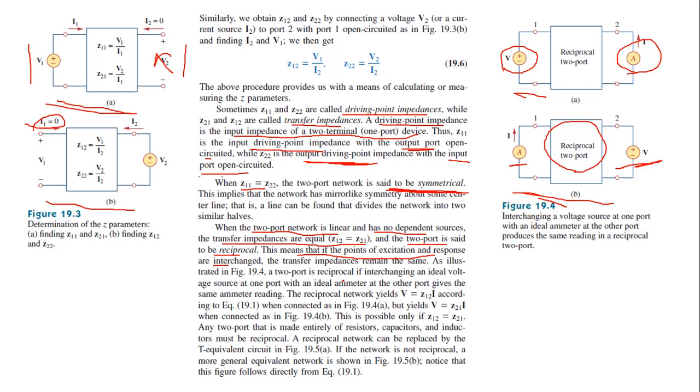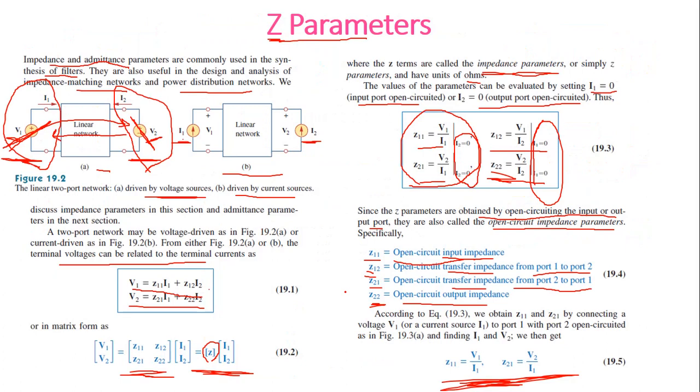So as illustrated here, a two-port network is reciprocal if interchanging an ideal voltage source at one port with an ideal ammeter at the other port gives the same ammeter reading. So the reciprocal network yields V is equal to Z12 into I according to equation 1, that is related to here.